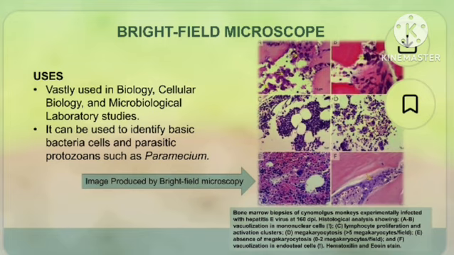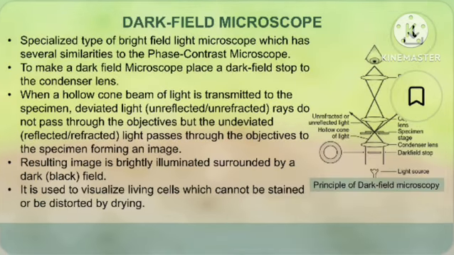Images produced by bright field microscopy, you see on the right side: bone marrow biopsies of a cynomolgus monkey experimentally infected with hepatitis C virus. See the histological analysis showing the bright field microscopy figure.